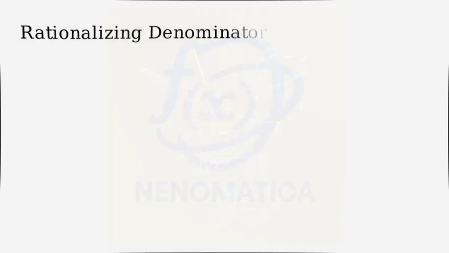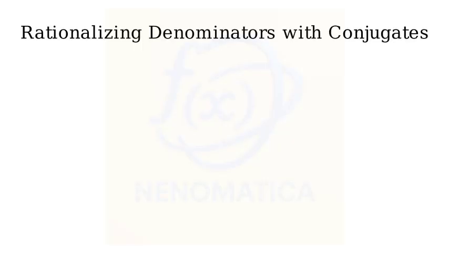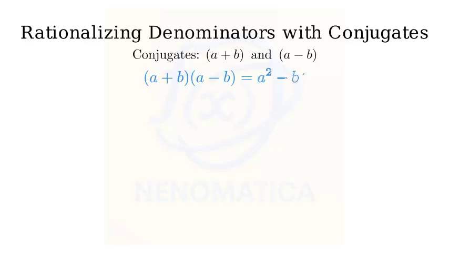In this lesson, we will rationalize denominators using conjugates. We will do 2 fully worked examples, step by step. The key idea is simple. The conjugate of a plus b is a minus b. Multiplying a binomial by its conjugate produces a difference of squares, a squared minus b squared.